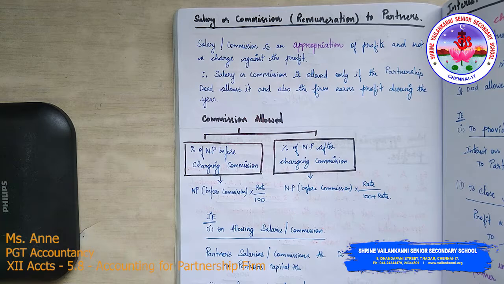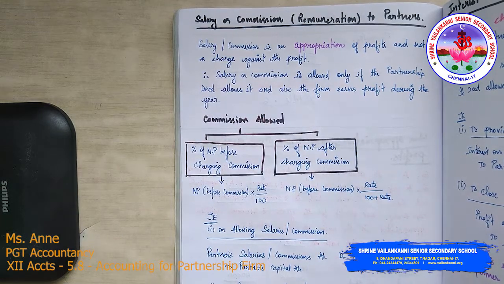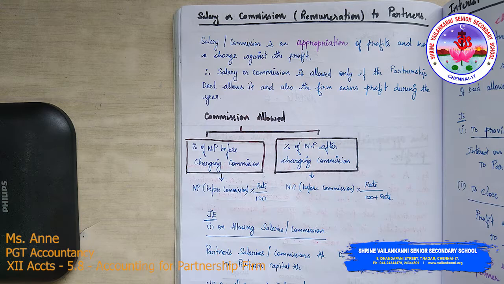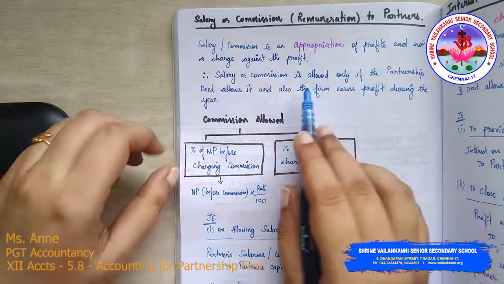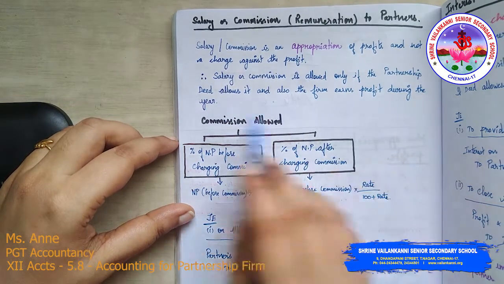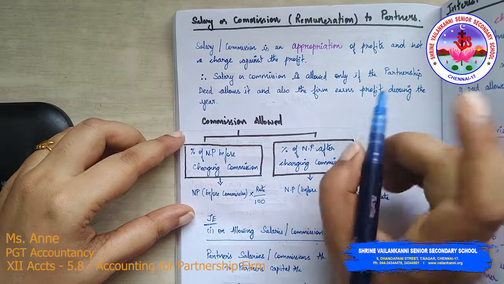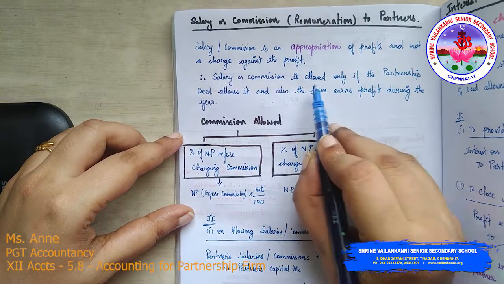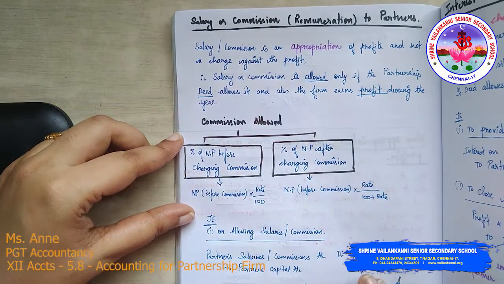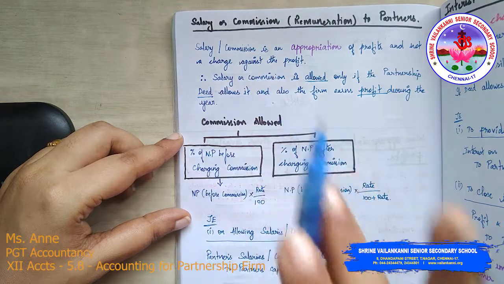If the partnership deed is silent, there is no provision in the partnership deed, there will not be interest on capital, there will not be any salary or remuneration or commission given, only interest on loan at 6%. We have already seen, and the profit sharing ratio will be equal. But if it is allowed in the partnership deed, accordingly it will be provided, and also the firm earns profit during the year. So there are two criteria.